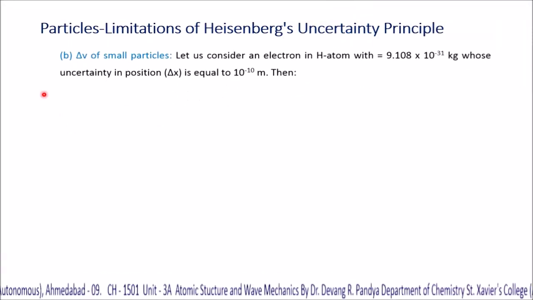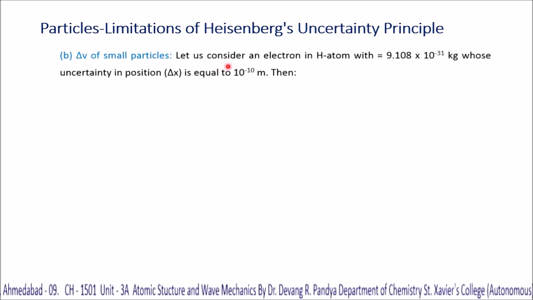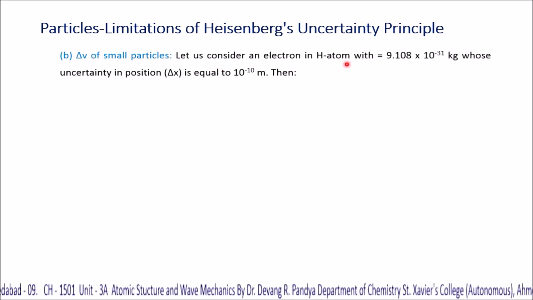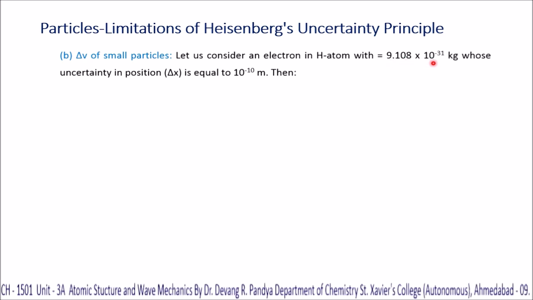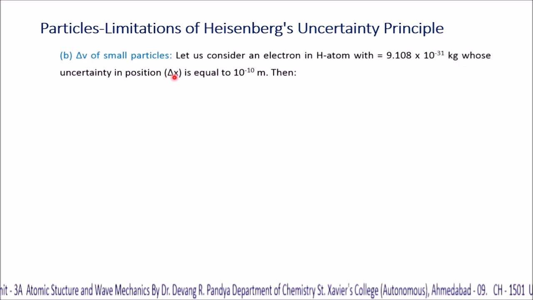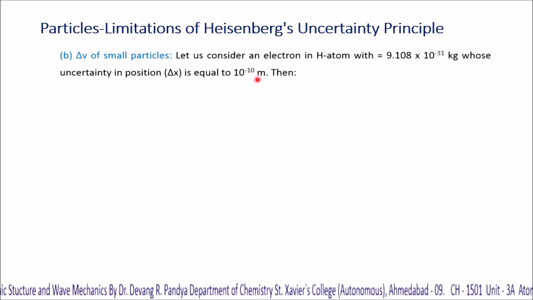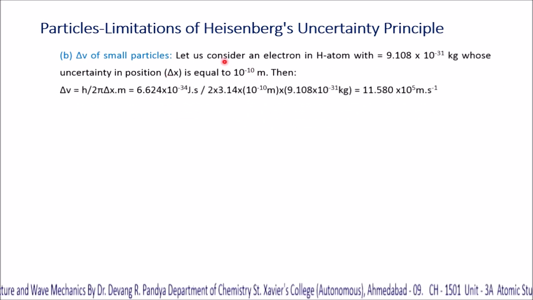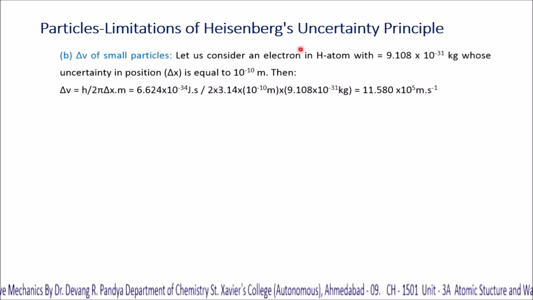Now let us consider the small particles and its delta V value. Let us consider an electron in hydrogen atom with the mass 9.108 into 10 raised to minus 31 kg, whose uncertainty in position, that is delta X, is equal to 10 raised to minus 10 meter. So the uncertainty in position we have kept quite similar, just the weight and the diameter of the particle get changed.